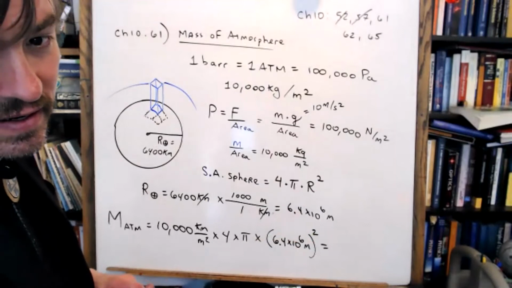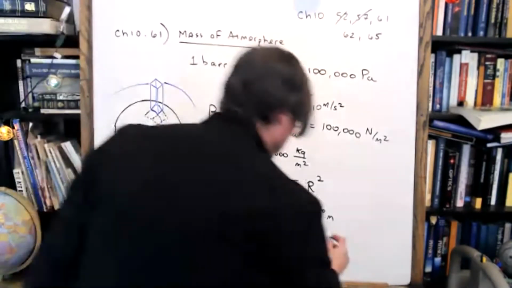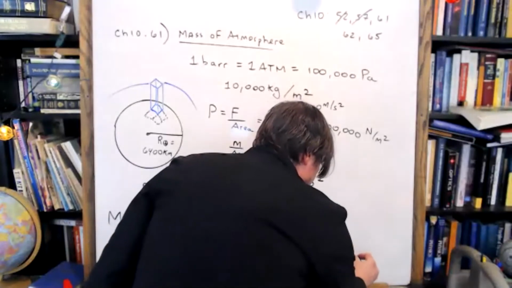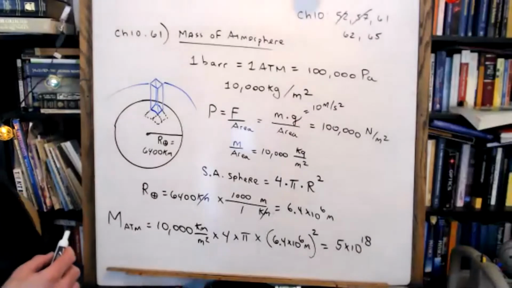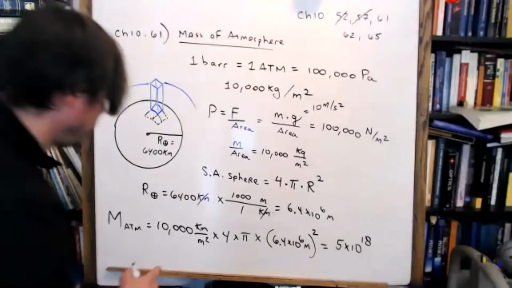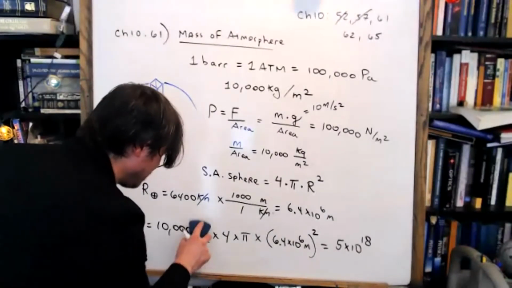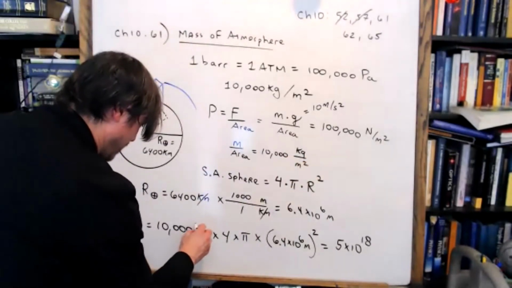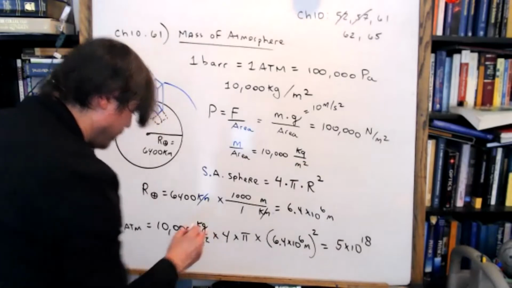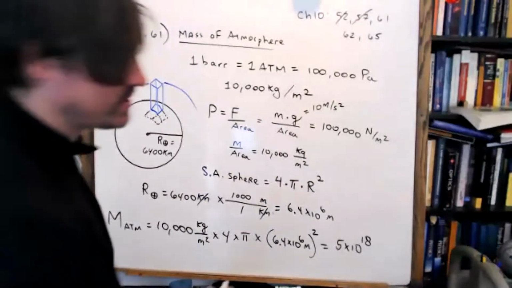I got 5 times 10 to the 18th. Units? And that would be kilometers. Well, oh, sorry. Look what I did there. I'm such a doof. It's kilograms. I don't know why I did that. It's a mass, correct? Yeah.